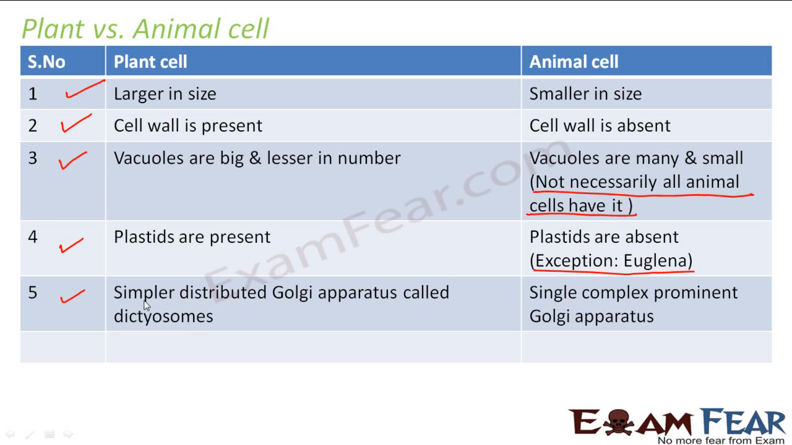In plant cells, we have simpler distributed Golgi apparatus called dictyosomes. So Golgi apparatus are called dictyosomes and it is scattered everywhere. In animal cells, they are known as Golgi apparatus and it is a single complex prominent structure. So it is present at just one place, which is surrounded by a membrane. It is not distributed here and there. Whereas in case of a plant cell, the Golgi vesicles are distributed all over.